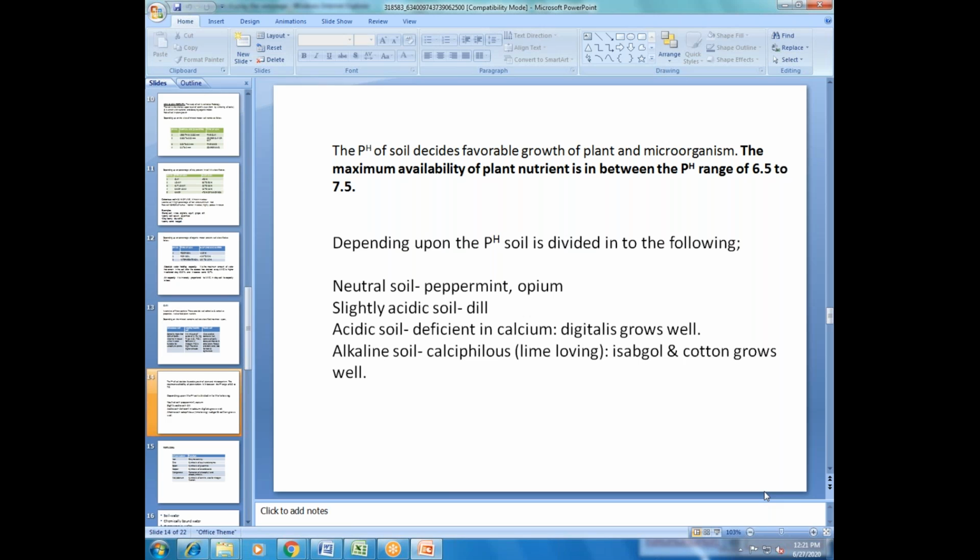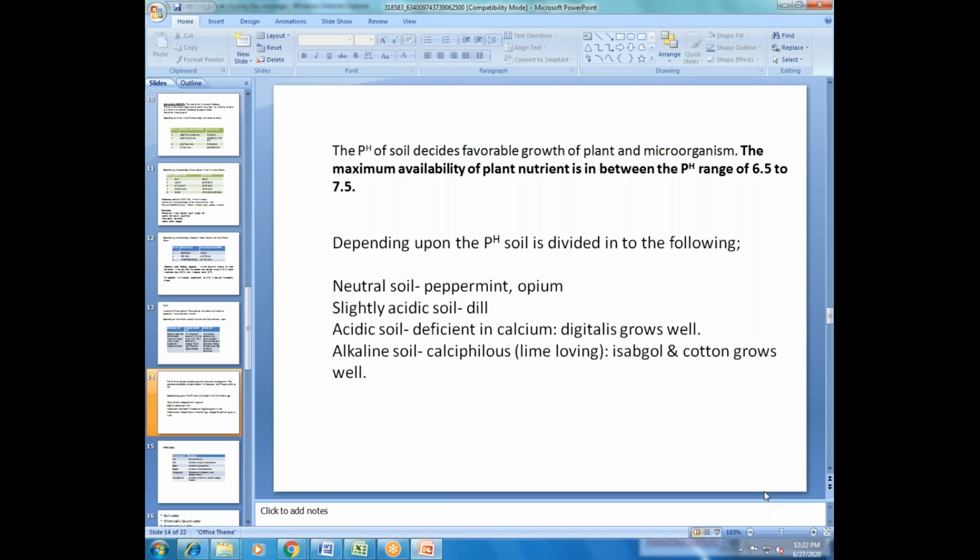So in the neutral soil, peppermint and opium are grown. In slightly acidic soil, dill is grown. Acidic soil is deficient in calcium, and digitalis grows well. And alkaline soil is calcifilus, meaning calcium carbonate is there. Isabgol and cotton grow. In acidic soil, you can see it is deficient of calcium, and digitalis grows well. Slightly acidic has a lower amount of calcium present.